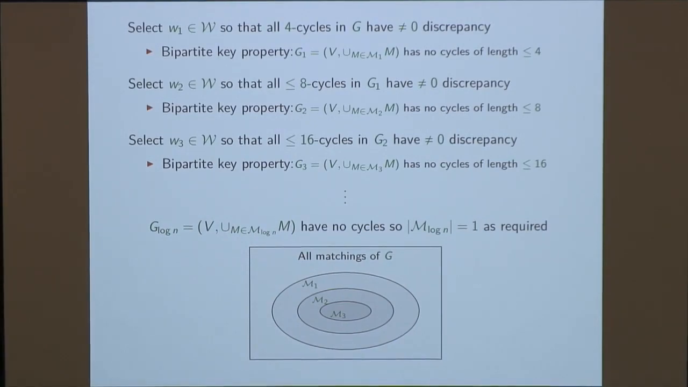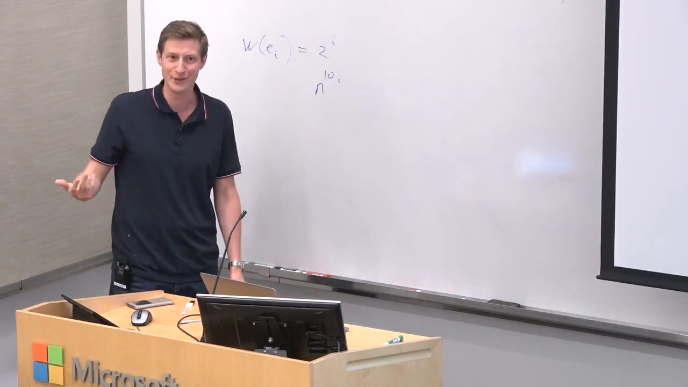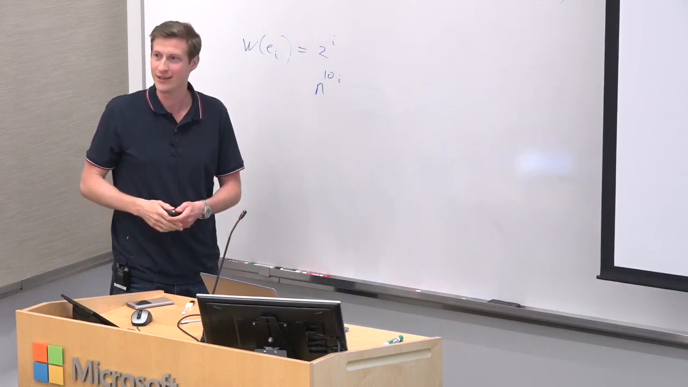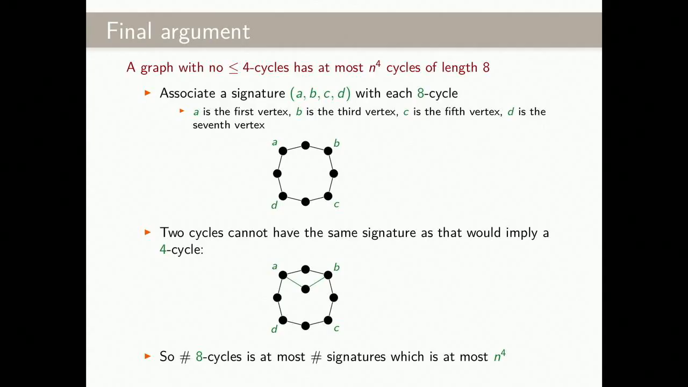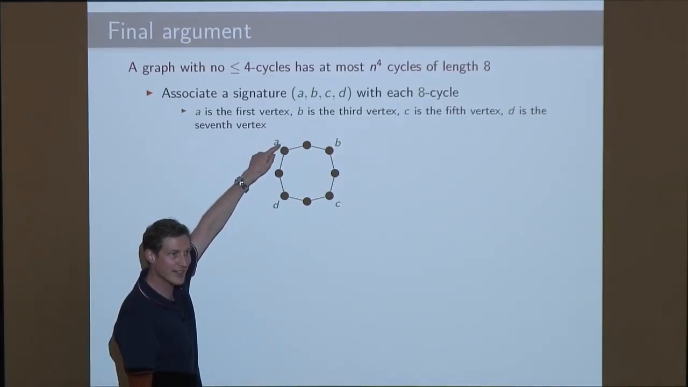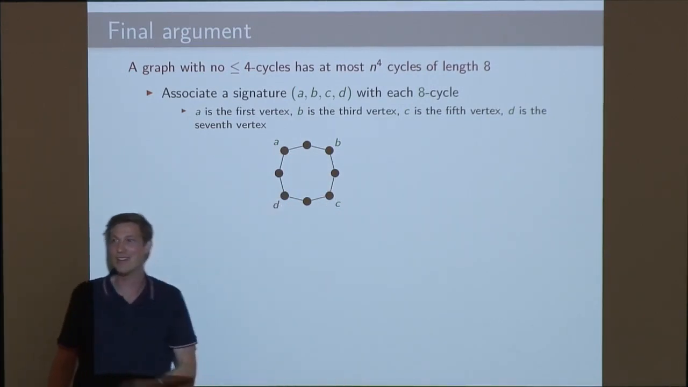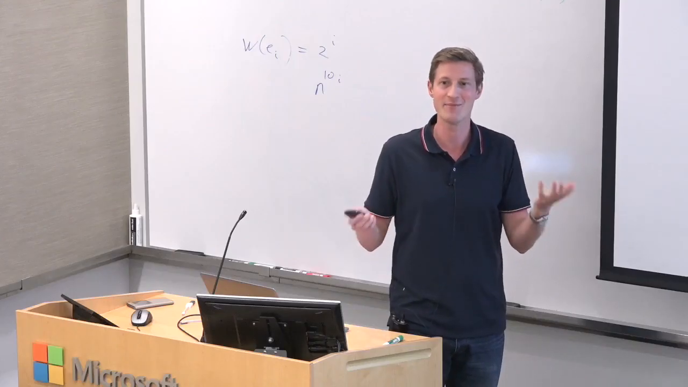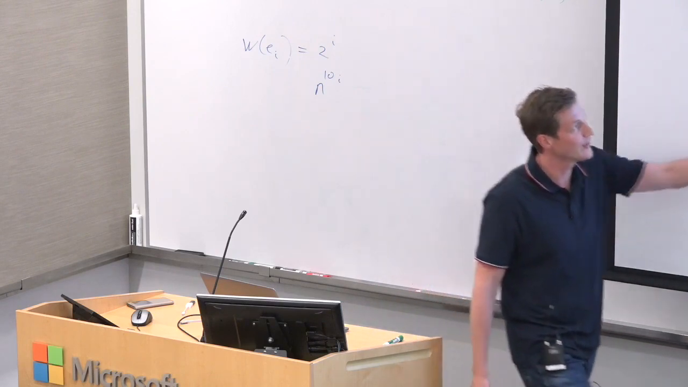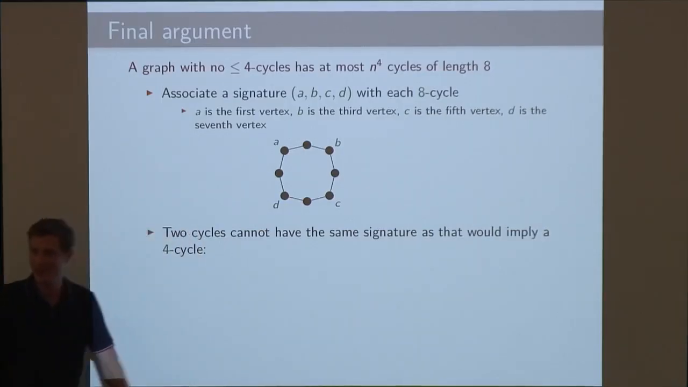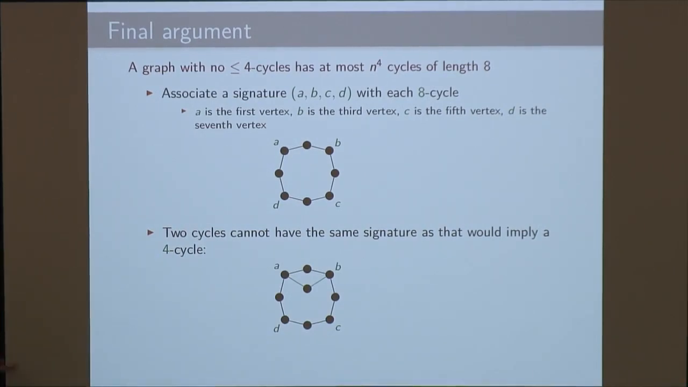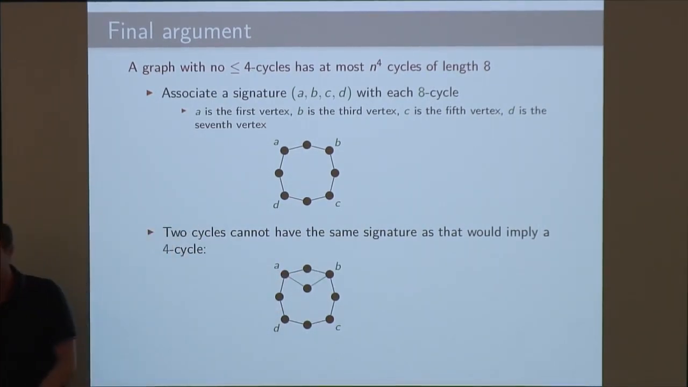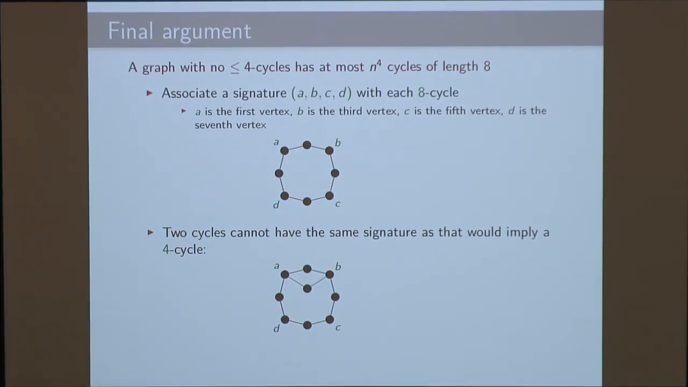Is it clear why a graph with no four cycles does not have many eight cycles? I think the proof is very clean. Suppose there is an eight cycle. Just number the vertices, and then you write down A, B, C, and D. So you write down an encoding containing four numbers, the labels of those vertices. Suppose two eight cycles have the same labeling. So I have two eight cycles containing A, B, C, D for the same vertices. Well, then they are not the same cycle, so they must deviate between two labels, and that must be a four cycle, which is a contradiction. Okay, so that's the proof.